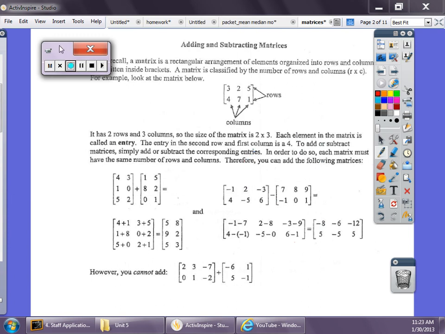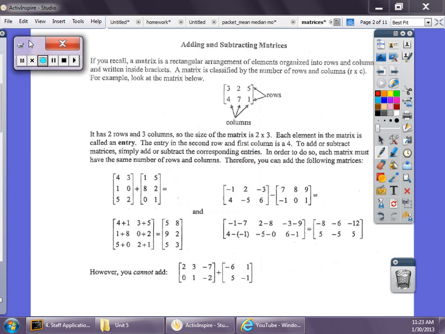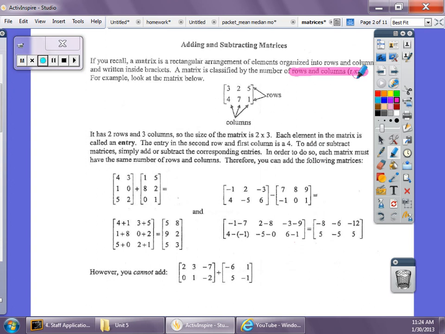Note number one, matrices. We're starting off Unit 5 talking about some matrices. We're going to be adding and subtracting first. A matrix is just a rectangular arrangement of elements organized into rows and columns, like an Excel spreadsheet. They're written inside brackets. You have your rows and your columns, which is R and C. So it's defined by rows and by columns.